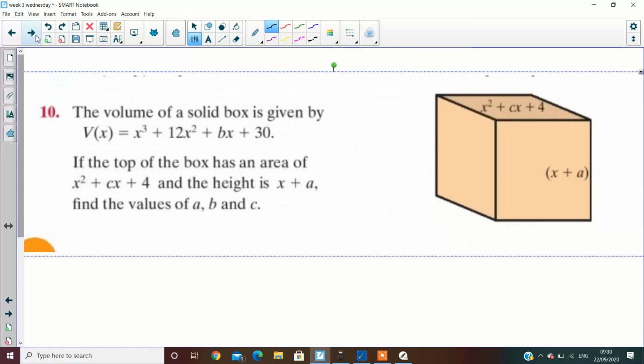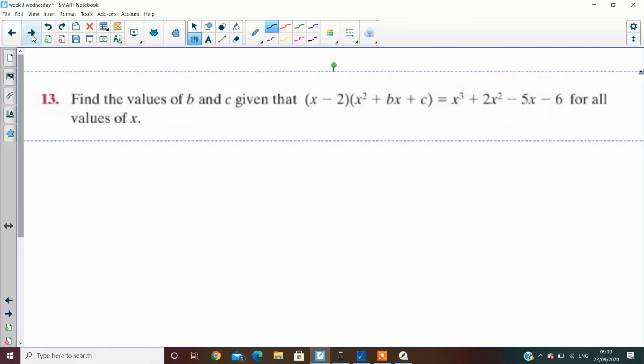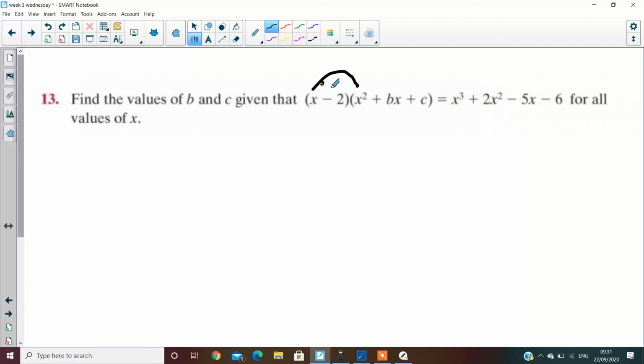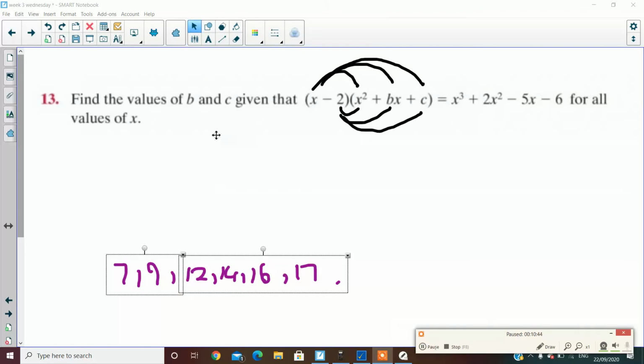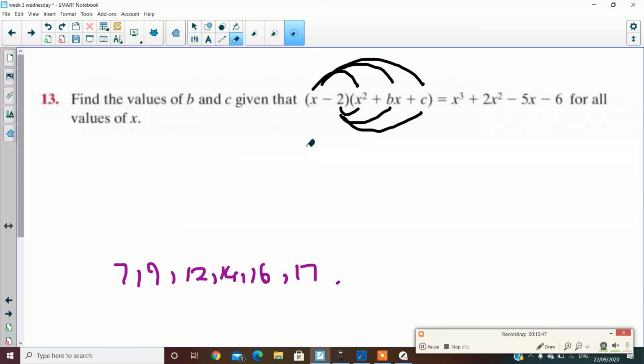Won't worry about this one. Let's move on. All right, this one, guys, go on. Last one today. So when you multiply this out, this is the homework for tonight.